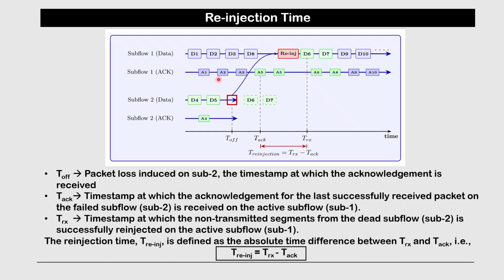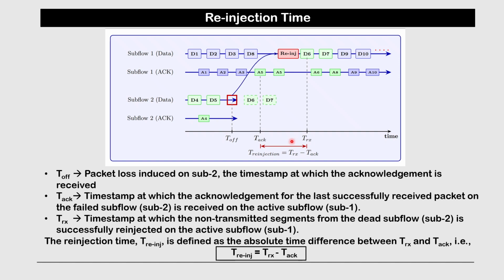In our example, the data packets D1 to D3 are scheduled on the first subflow, and then D4 to D7 are on subflow 2. At some random point in time, let's say the timestamp is T off, we introduce the loss at subflow 2. So what will happen? MPTCP does some work and then it will take all the packets which are stuck at the dead subflow, in our case D6 and then D7. It reinjects the packets into the other active subflow, in our case subflow 1. This mechanism or this event we refer to as reinjection time.